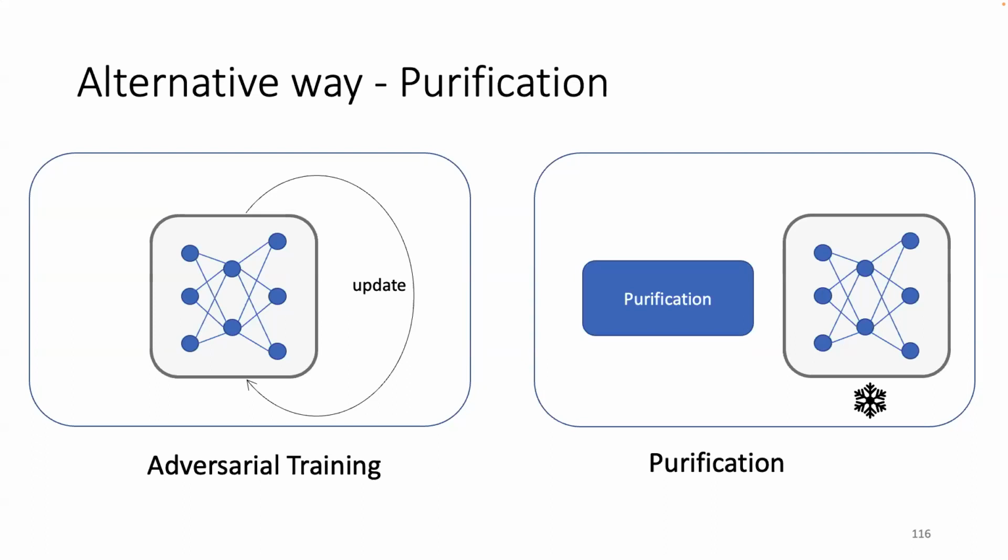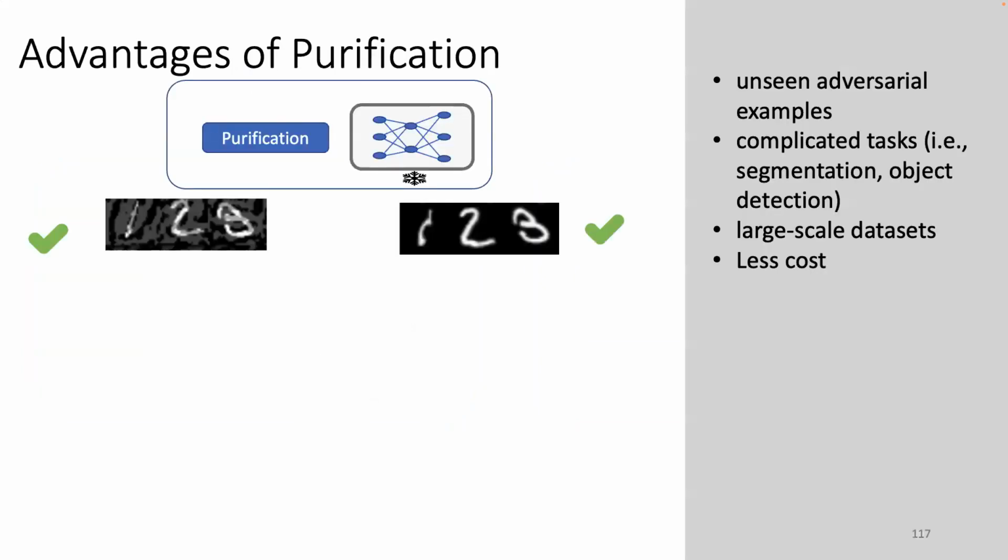And then what we are designing is a purification model in front of these downstream models. The goal of this purification model is that we want to remove the adversarial effect on these adversarial examples. In this way, we want to think about whether it can solve the problem. So purification is very great.